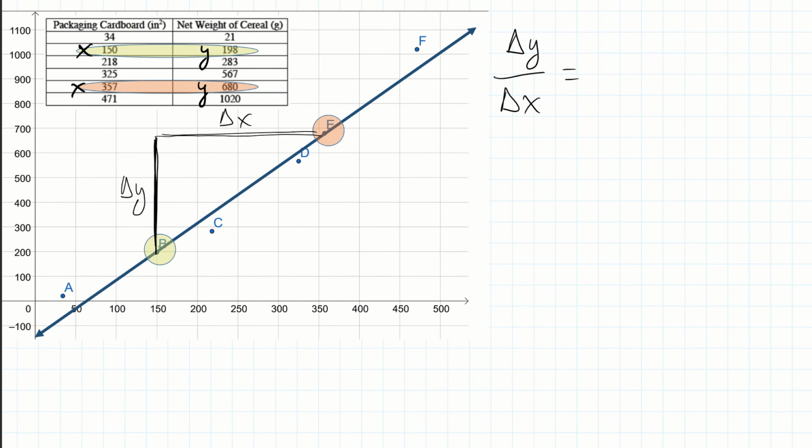So for change in y, I'll write 680 minus 198. Do get this example in your notes, finding the line of best fit, and then we're going to calculate at least one residual. So 680 minus 198 over, and then down below we're going to have 357, the x that went with the 680, and we're going to subtract 150 from that.